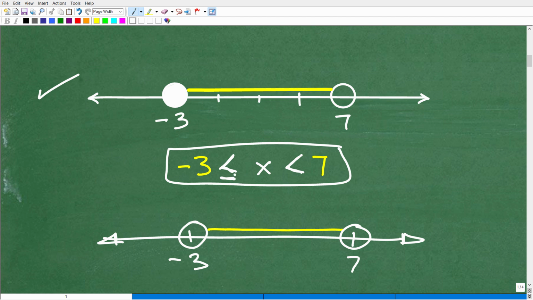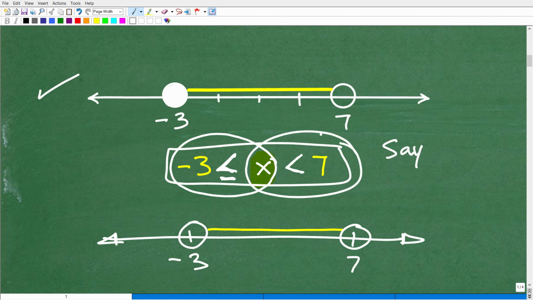Okay, so again, it's the way you say this. You got to know how to say this. All numbers x, that x represents numbers, right? And you have to kind of read it in two ways. All numbers x that are greater than or equal to -3 and at the same time less than 7. All right, again, an "and" statement.